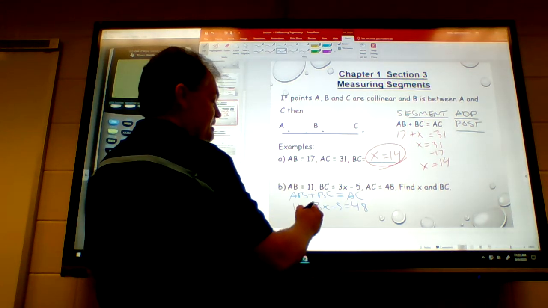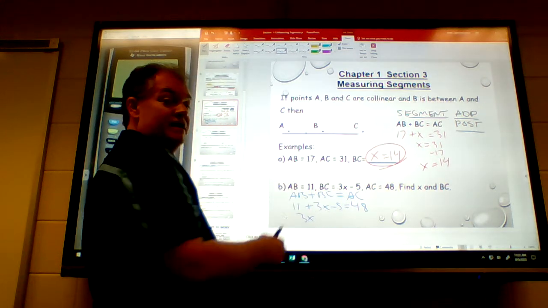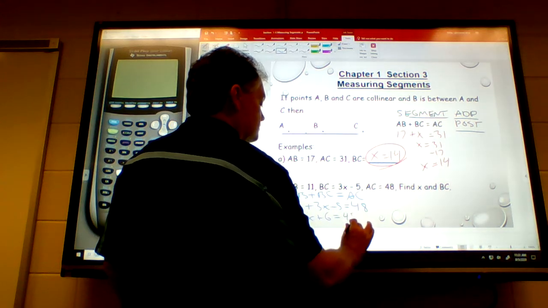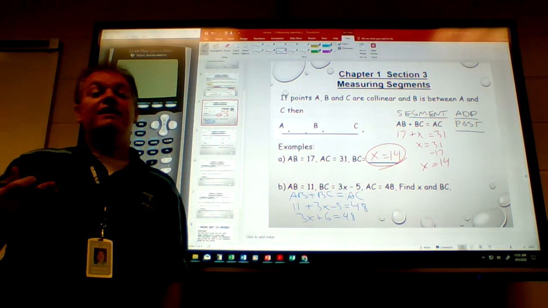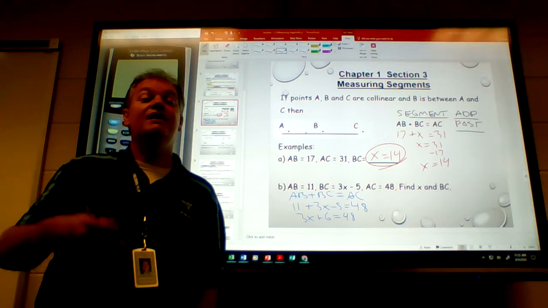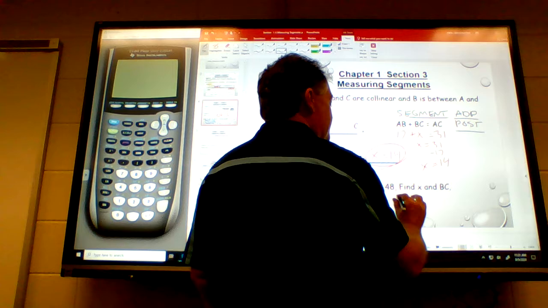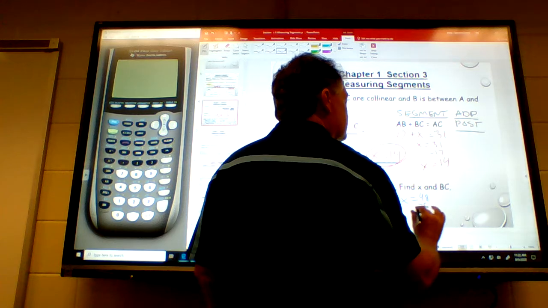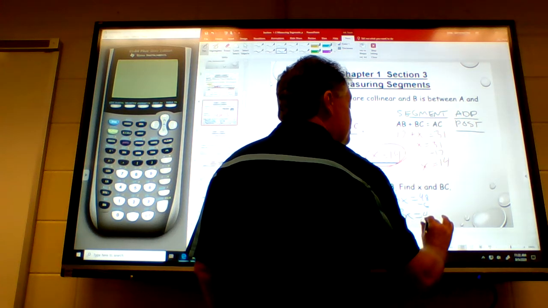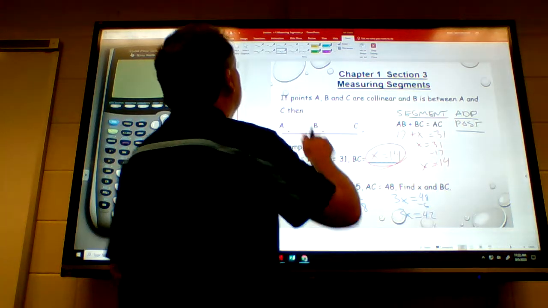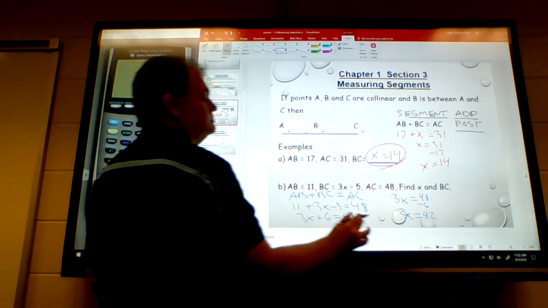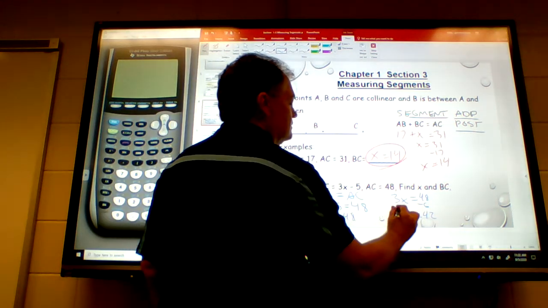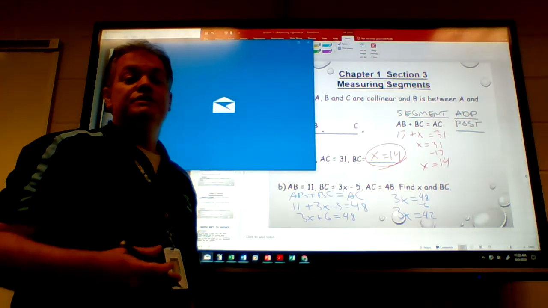So let's combine the like terms. 3x, and then I have 11 minus 5. Well, 11 minus 5 is just simply 6. So now I have 3x plus 6 equals 48. So from there, I subtract the 6, and I get 3x equals 48 minus 6. So 3x equals 42. I rewrote it. So 3x equals 42.